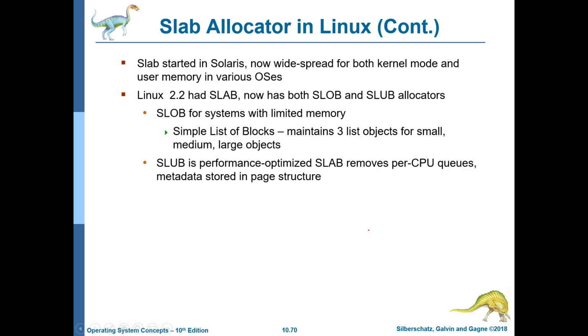The concept of slab started in Solaris, and now it is widespread in almost all kernel-mode OSs. Linux 2.2 had slabs, and now it has both SLOB and SLUB allocators. A SLOB is a simple list of blocks, mainly for three kinds of objects: small, medium and large. And a SLUB is a performance-optimized slab. In many of these allocators, we also had per-CPU queues such that we didn't have to go to a global queue.